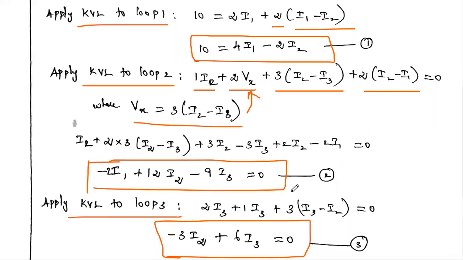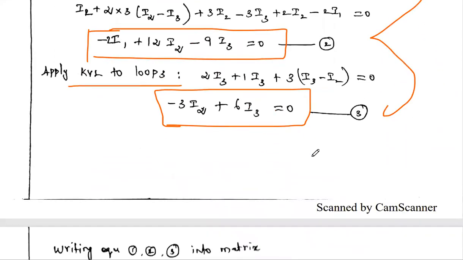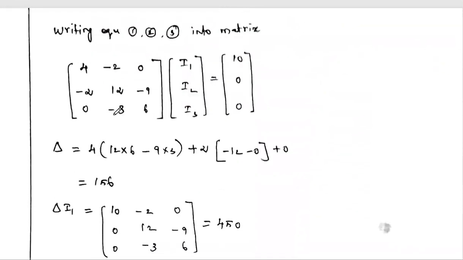Okay, so we have to solve the three equations. Either you may use the substitution method or the matrix method. Okay, so the matrix method is a very common one. So you can convert equation number 1, equation number 2 and equation number 3 into matrix form. So we can get the matrix like this.